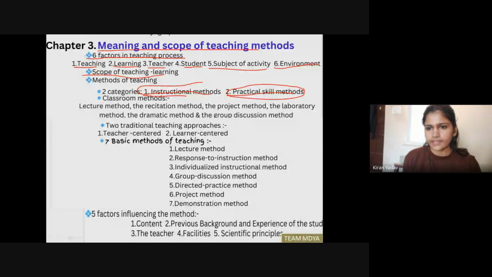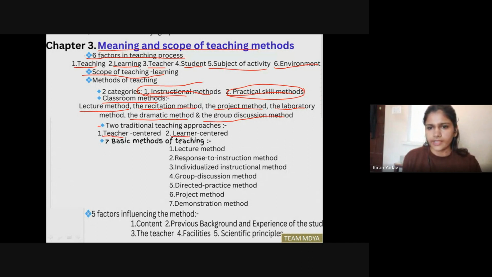In classroom method, there are these methods given: lecture method, recitation method, the project method, the laboratory method, the dramatic method, and the group discussion method. So just keep these names in your mind. You do not need to deeply study these methods, but you must have a basic idea of these methods. Next is two traditional teaching approaches: teacher-centered and learner-centered.